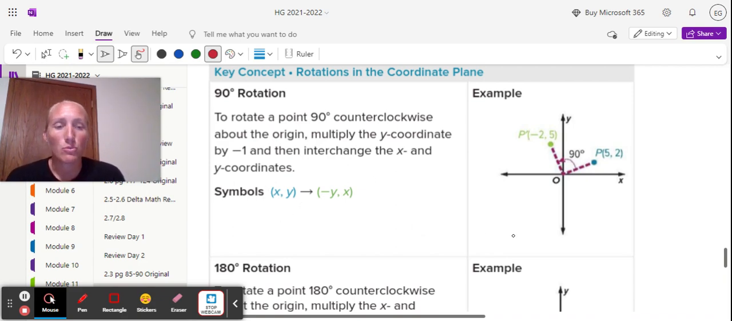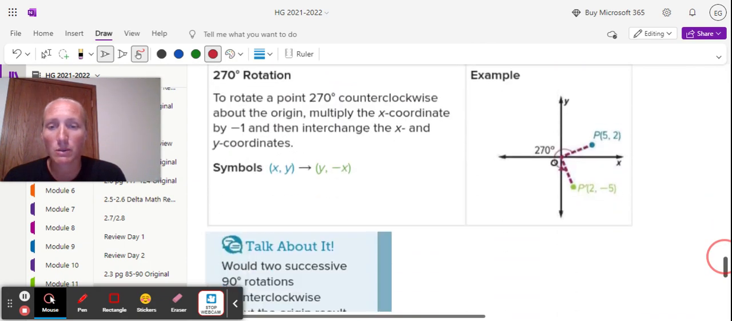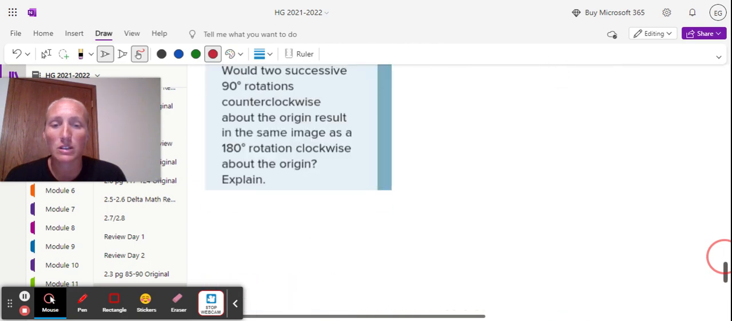Now, you also have the same thing come up for 180 degrees, and you have the same thing come up for 270 degrees. Where you have some rules that you can follow with each of those.